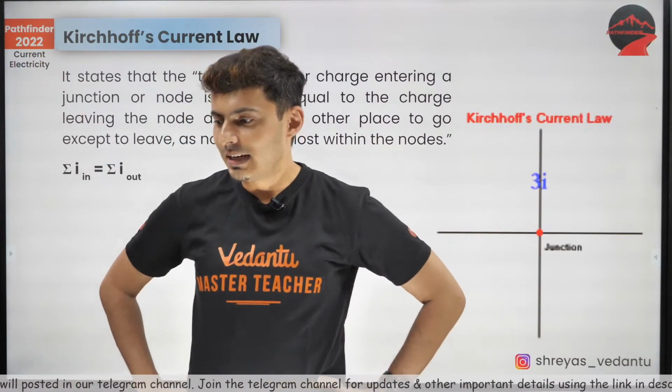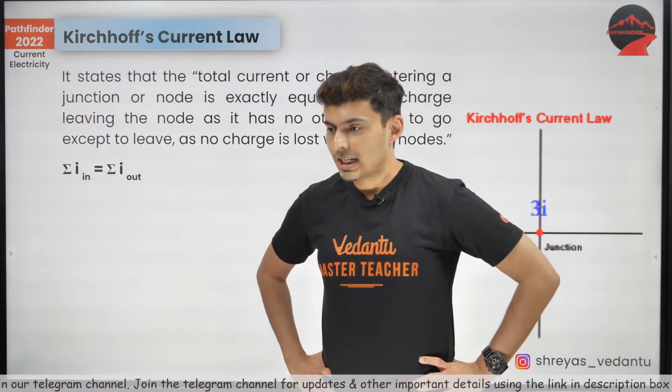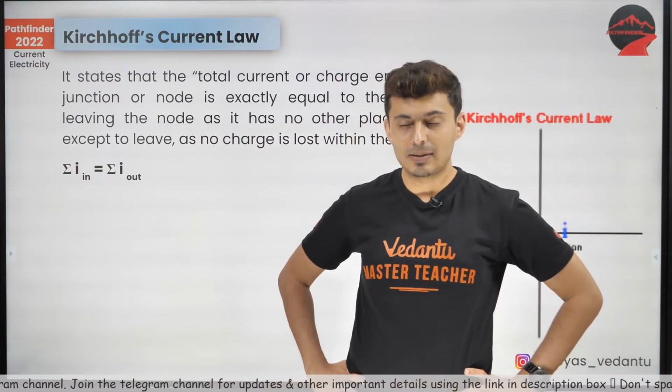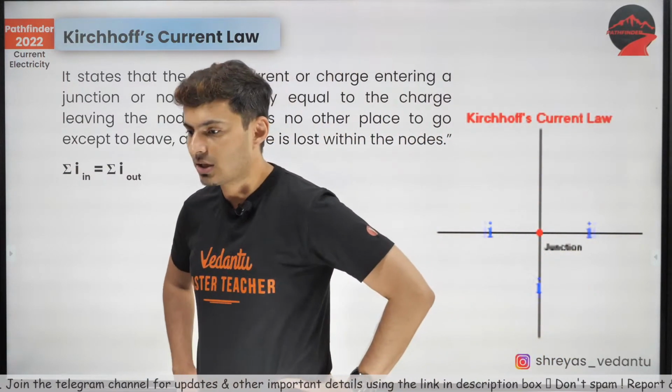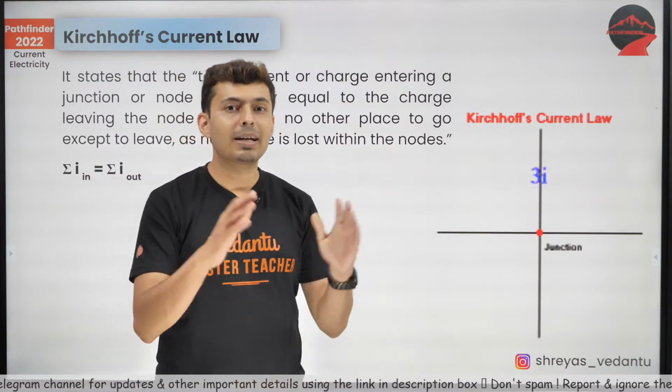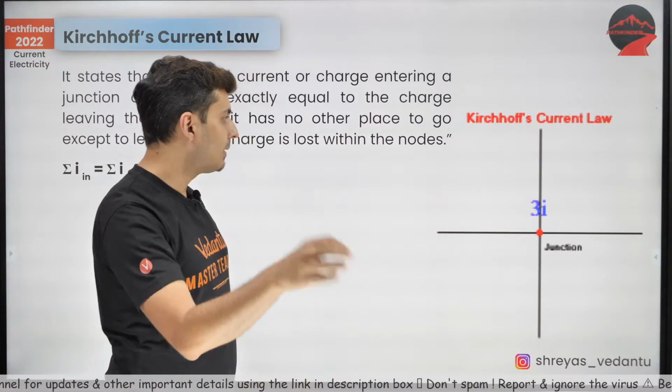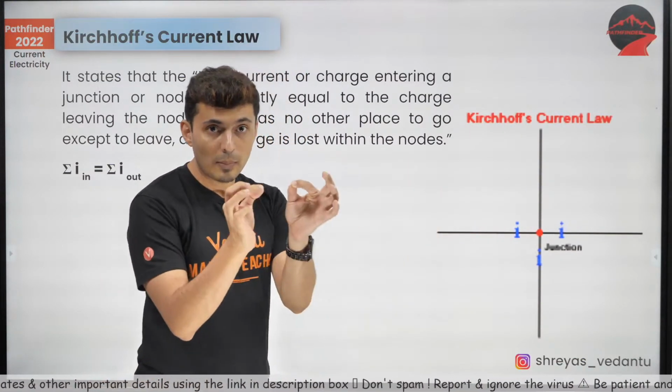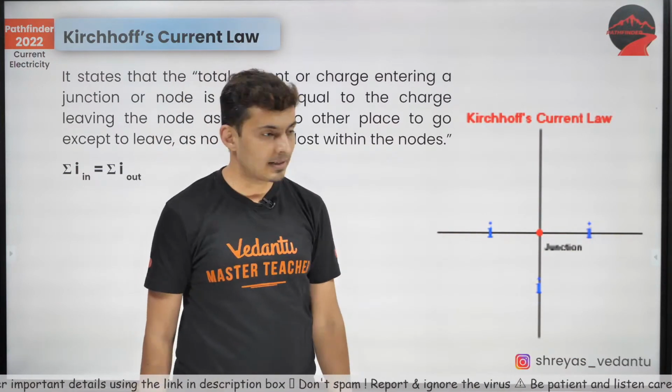Okay. Now Kirchhoff's current law. What is it based on? It's based on conservation of charge. Current coming in will be current going out. This is applicable for junctions, nodes, points where wires are intersecting.